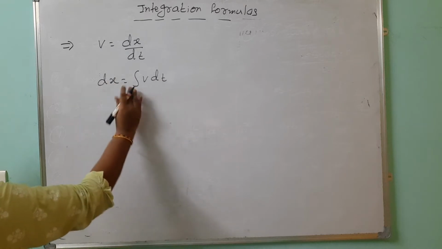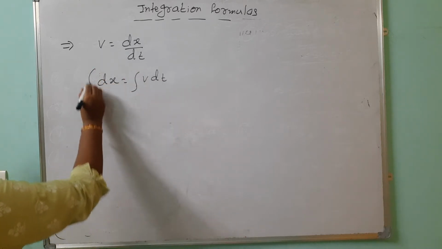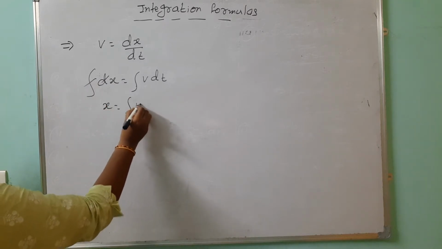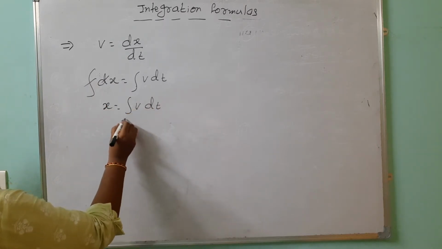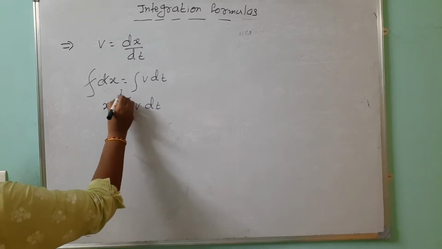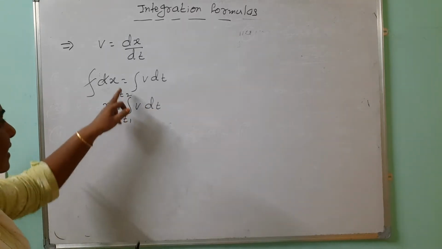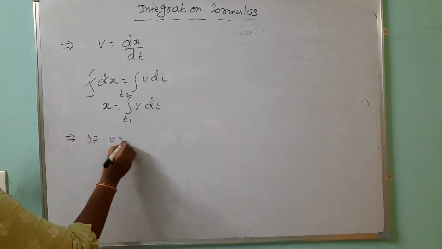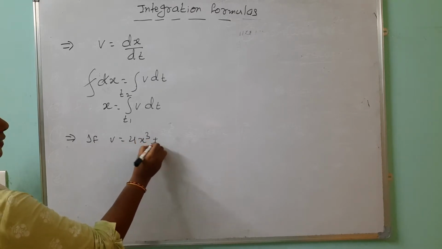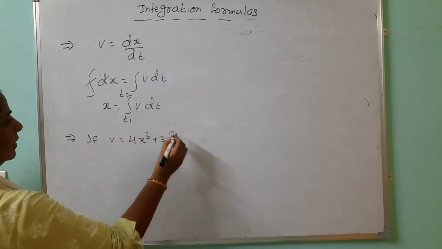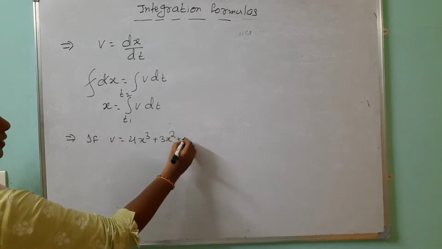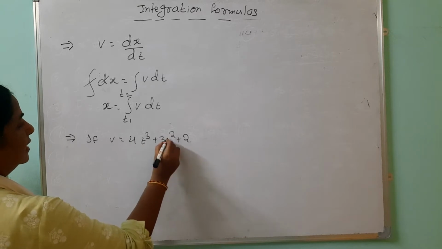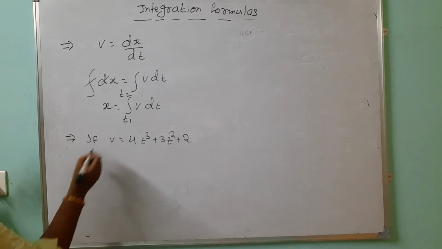So on both sides we take the integration. Here integration and differentiation cancel. x equals how much? Integration of v dt. Suppose the starting time is t1 seconds and the ending time is t2 seconds, then we can take the limits also. We do one problem here. Suppose v equals 4t cube plus 3t square plus 2. Then how do we find the displacement here?